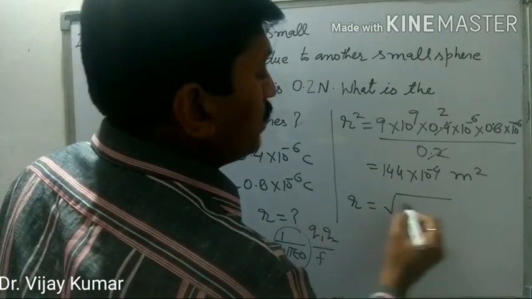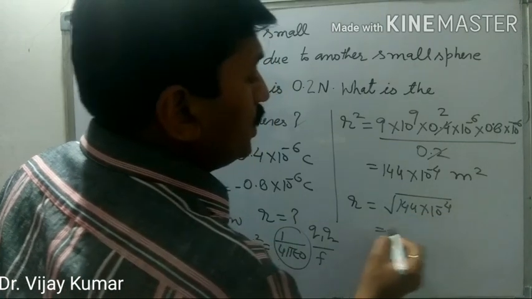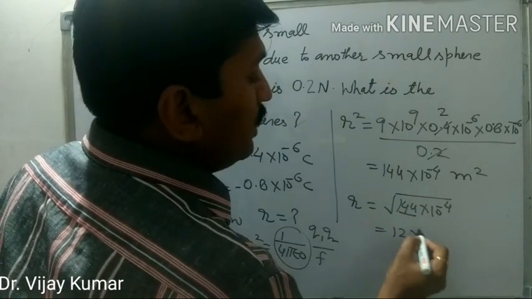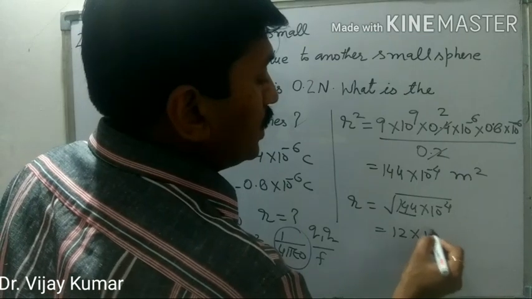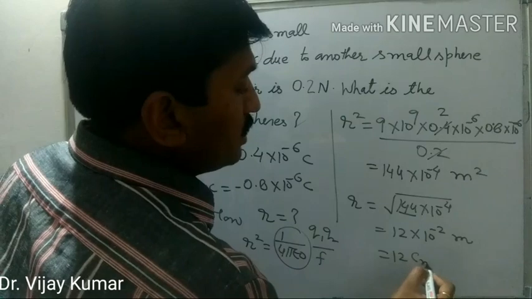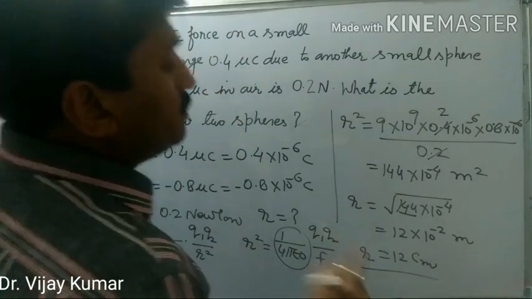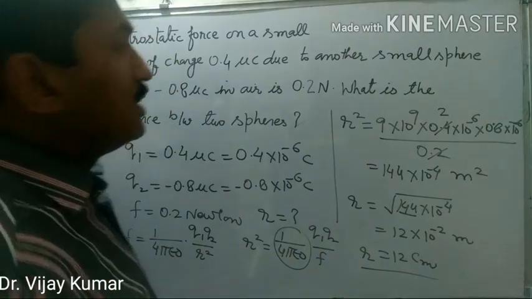We have to determine r. r is the square root of 144 × 10^-4. The square root of 144 is 12, and 10^-4 gives 10^-2 meter, or we can say 12 centimeter. The separation between the two spheres is 12 centimeter.